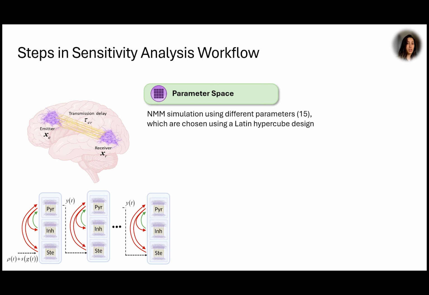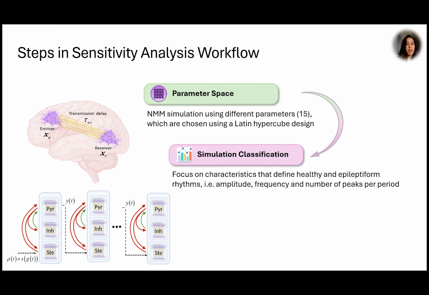This is a space-filling design which allows us to efficiently explore the whole parameter space given a fixed number of simulations. After that, we make a simulation classification where each simulation is then classified in terms of some chosen characteristics. Here we chose to focus on characteristics that are often used to define healthy and epileptiform rhythm. Examples are the amplitude, the frequency, and the number of peaks per period.